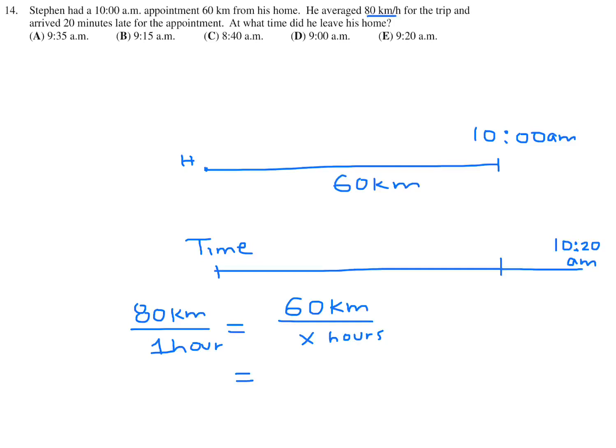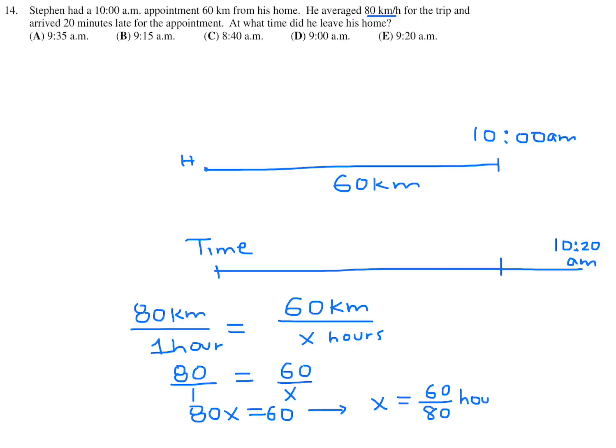That's basically the equation. Now, if we get rid of the hours and the kilometers, we get 80 over 1 is 60 over x. And if you cross multiply, you get 80x is equal to 60. And therefore, x is equal to 60 over 80 hours. And this, of course, is 3 over 4 hours. So 3/4 of an hour is 45 minutes.